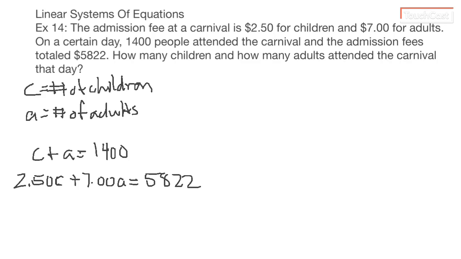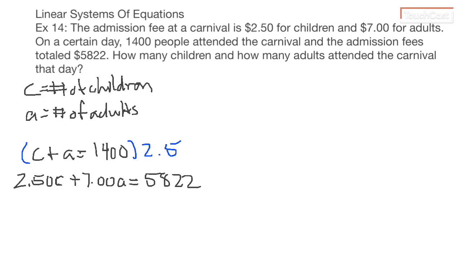5,822. Now we can do elimination, we can do substitution, it doesn't matter, it's up to you what you want to do. I, though, in this example, I'm going to use elimination. I'm going to eliminate my C term. So I'm going to multiply everything in the first equation by 2.5. So I can do that.